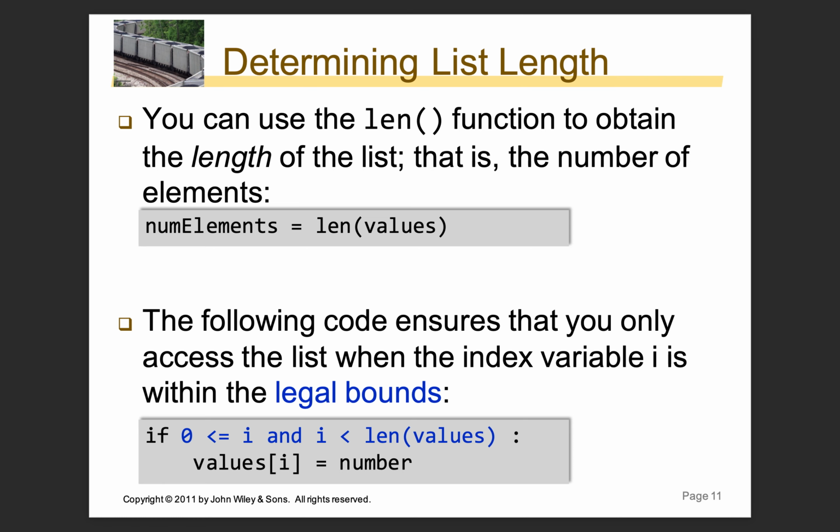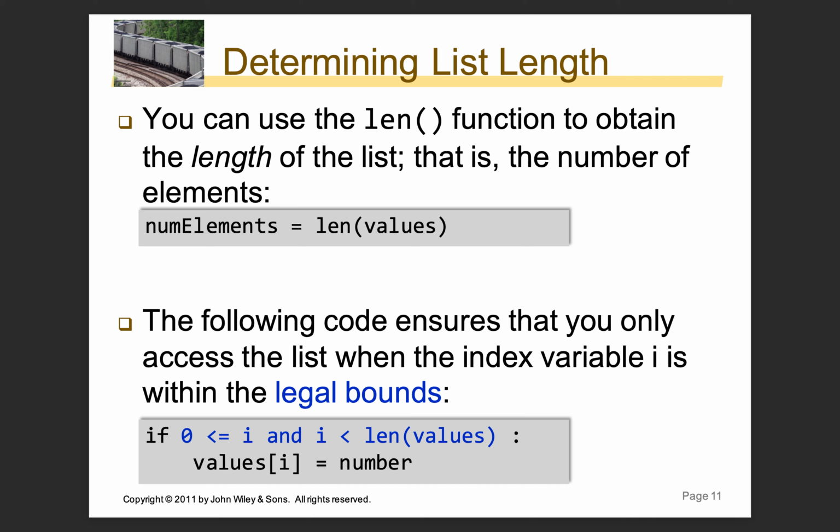One really helpful tool in making sure that we don't go outside our bounds is using the length function, or the len function. That gives us the length of the list back, the number of elements in the list. So num_elements = len(values) is going to take the list values and return how many elements are in the list. In our example, it would be 10. There are 10 elements in the list. The length of the list is 10.